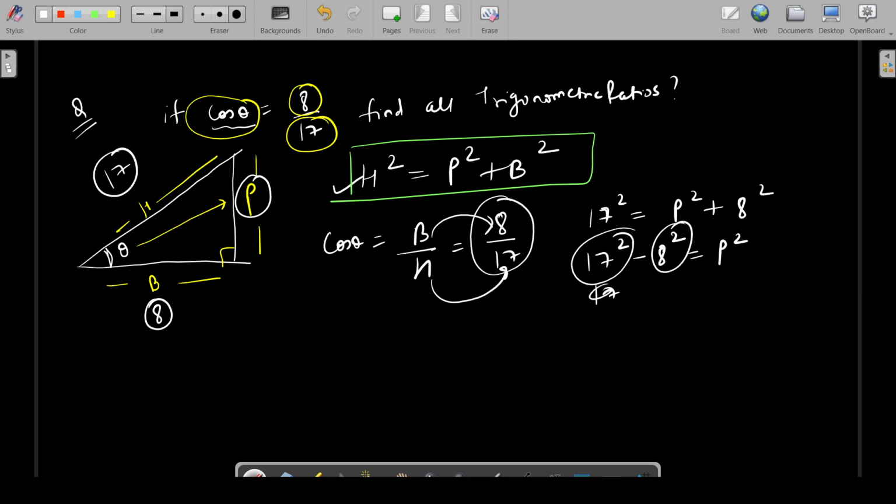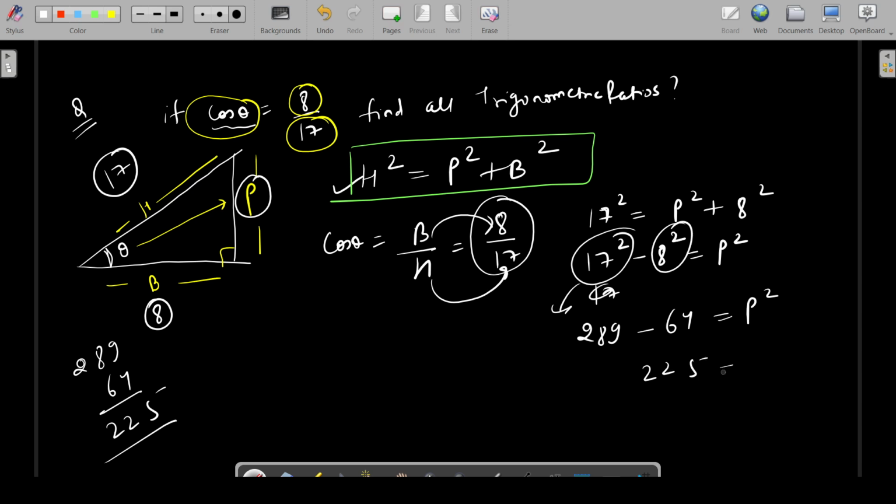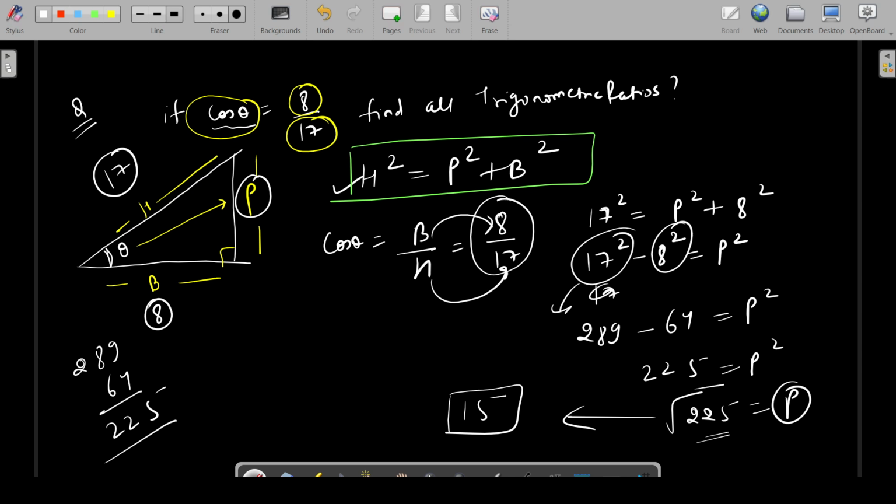There are two ways to solve this. Either you directly do the squares. 17 square is 289, and 8 square is 64. Now 289 minus 64 gives 225, so 225 equal to p square. Taking the square root on both sides, p is equivalent to 15, because the square root of 225 is 15. This is one way.